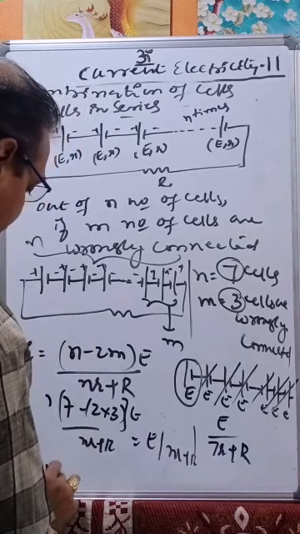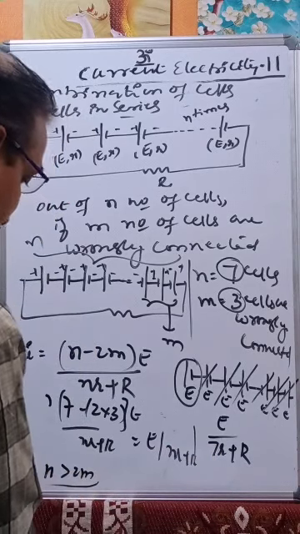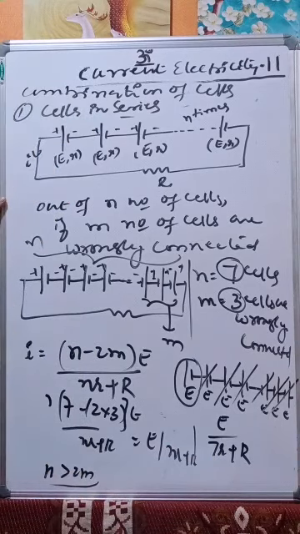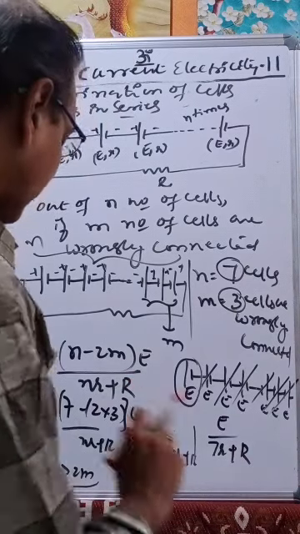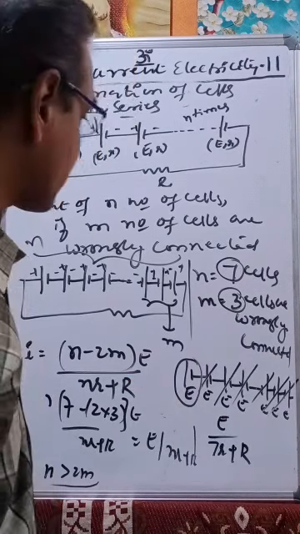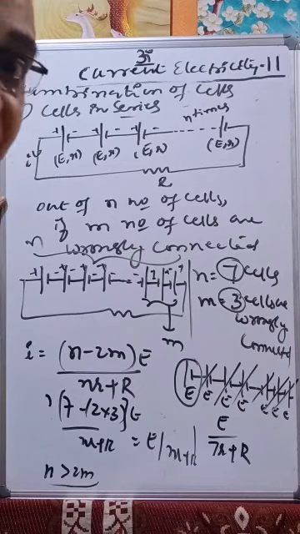Here strictly n should be greater than 2m. Otherwise it will be negative. n should be greater than 2m. So this is the case here.